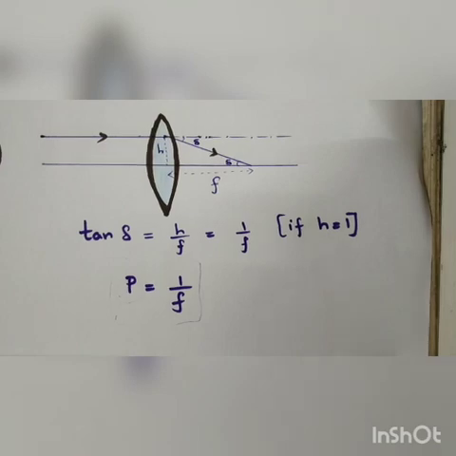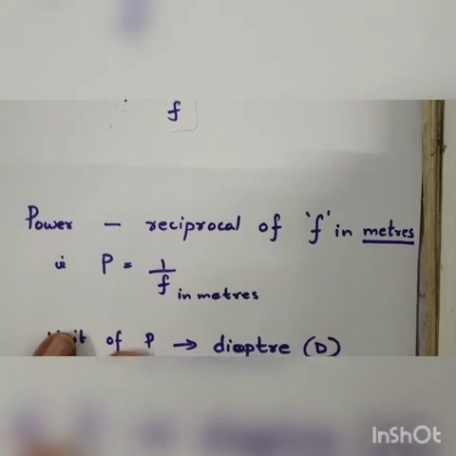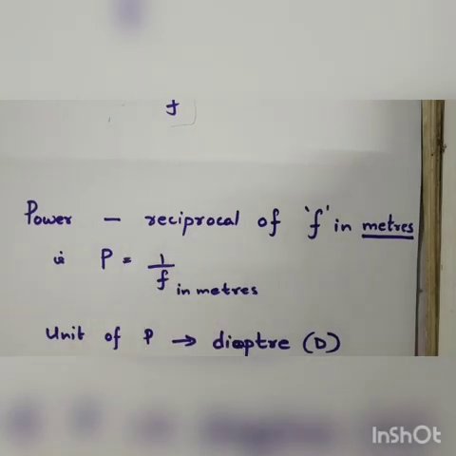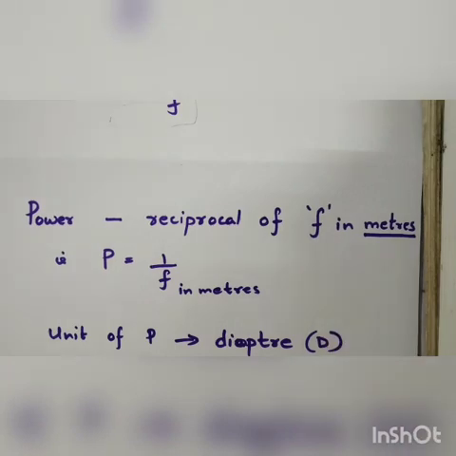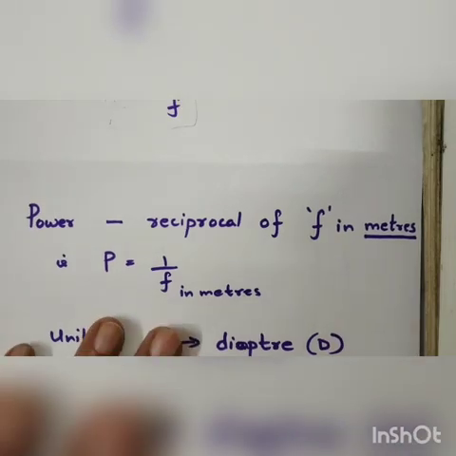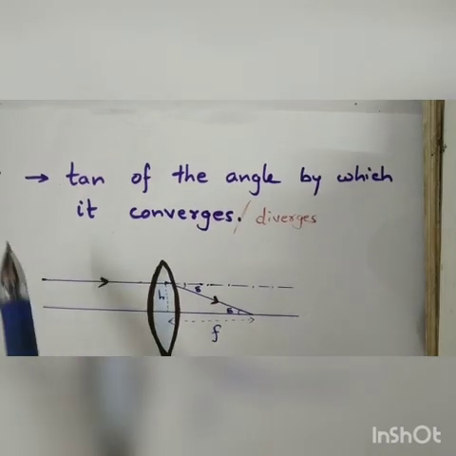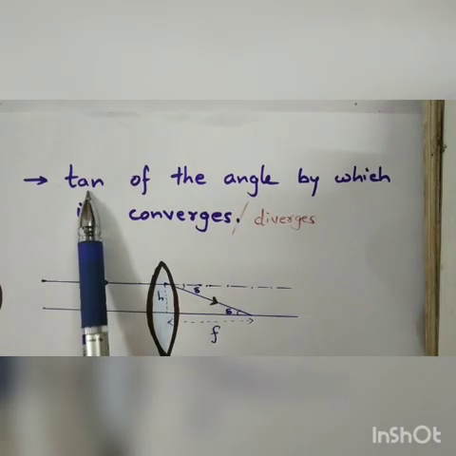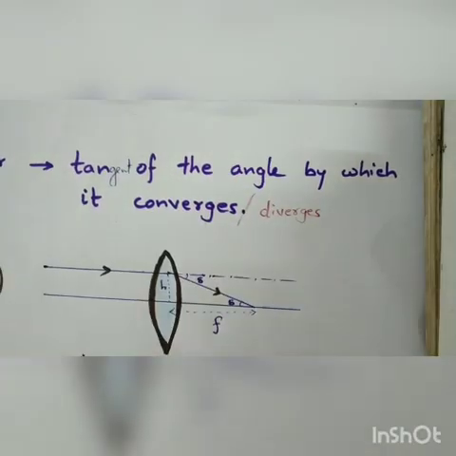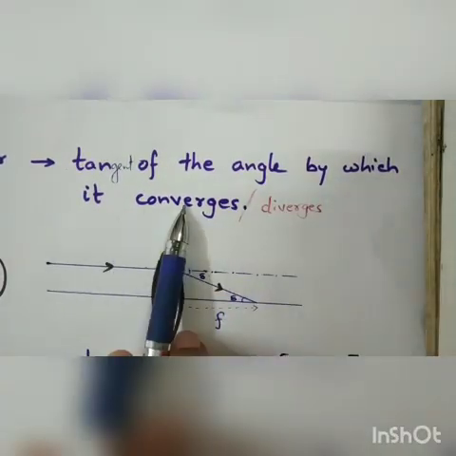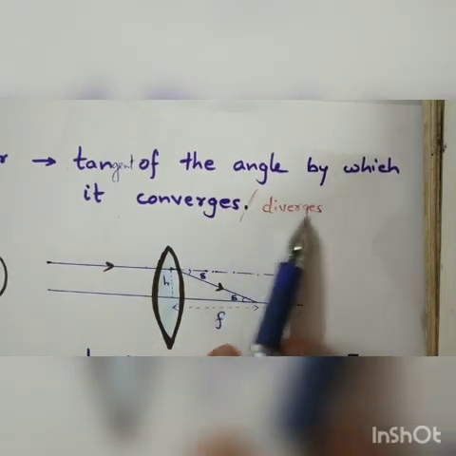So we have studied two definitions of power. In standard 10 we studied that power is the reciprocal of the focal length of the lens measured in meters. Now in 12th standard, you have studied a new definition: the power of a lens is the tangent of, tan full form is tangent, the angle by which the lens converges if it is convex, or diverges if it is concave.